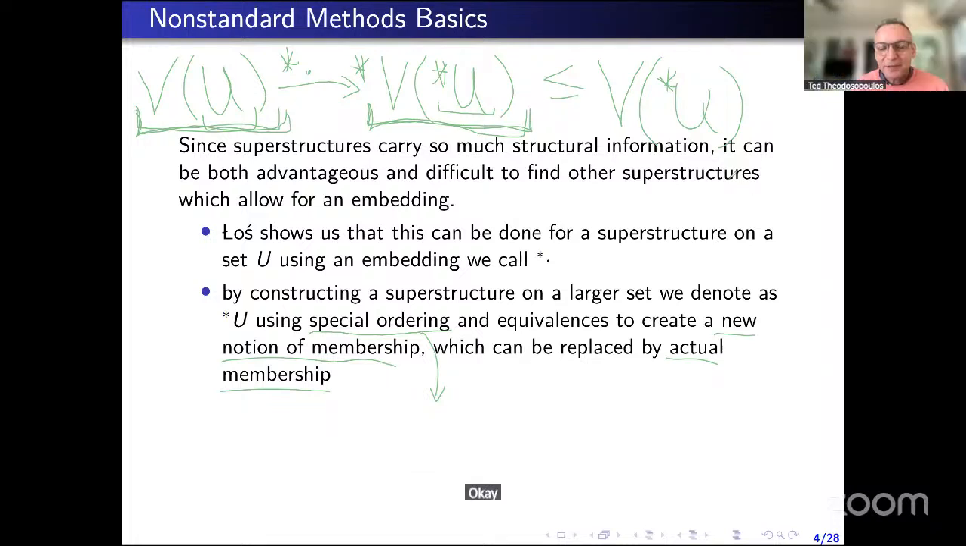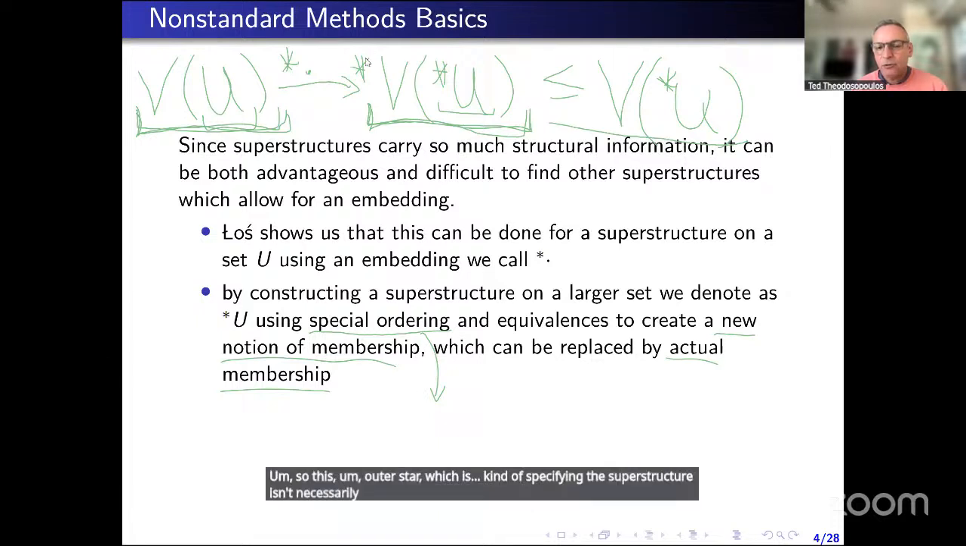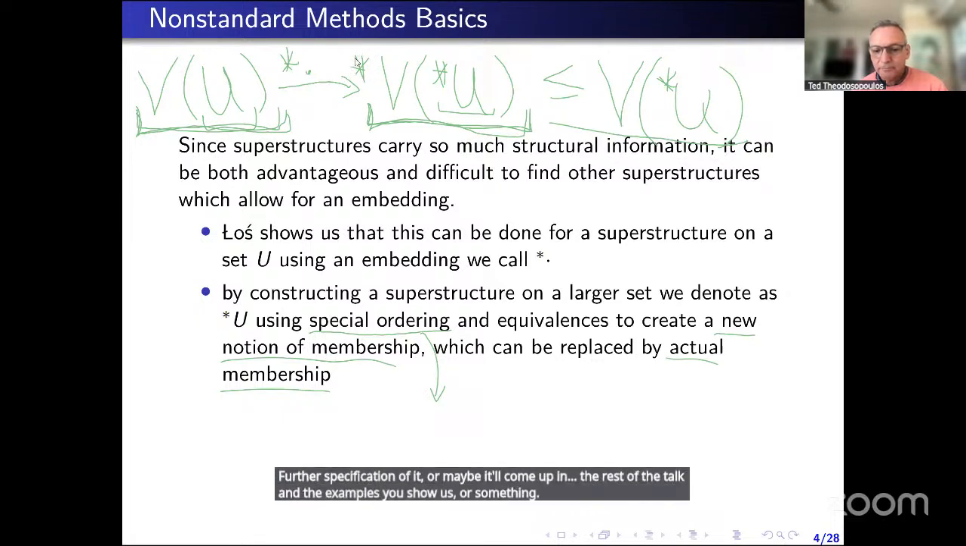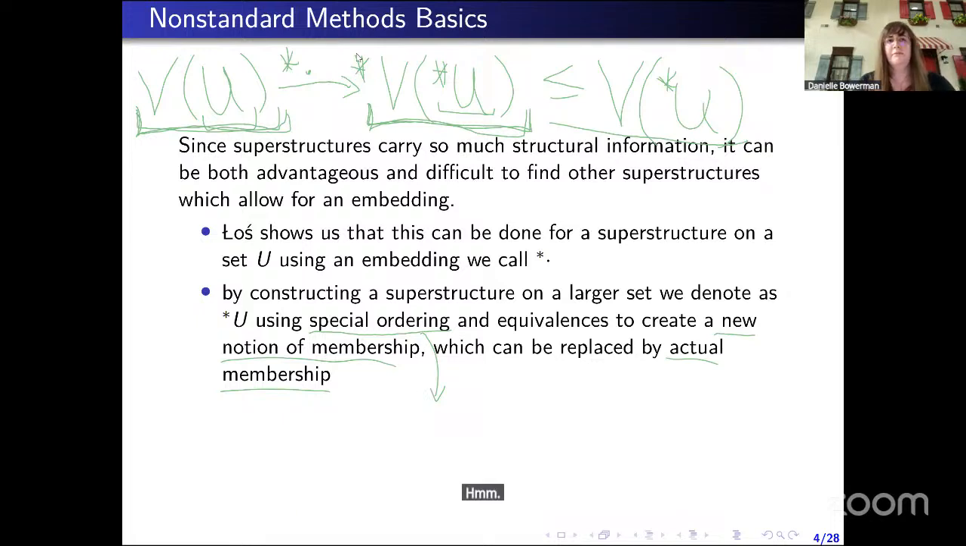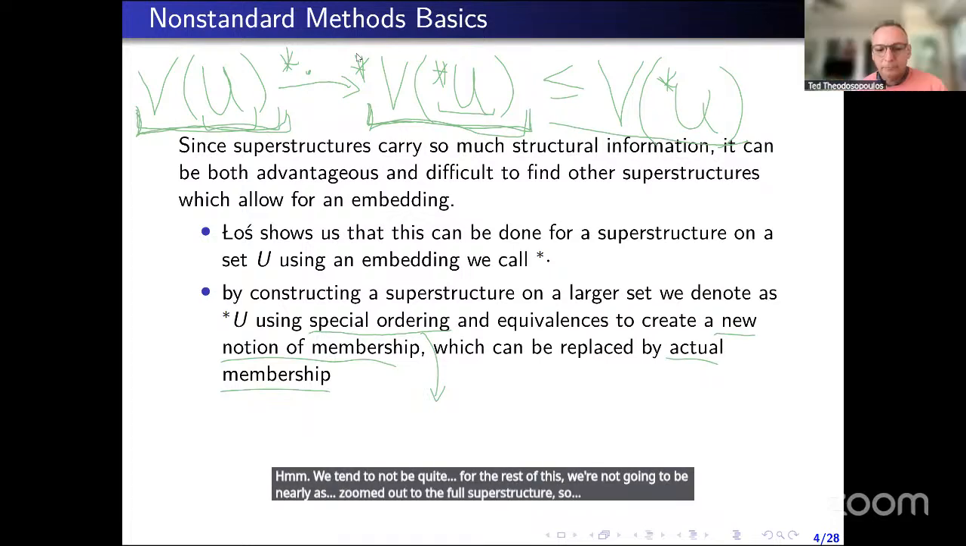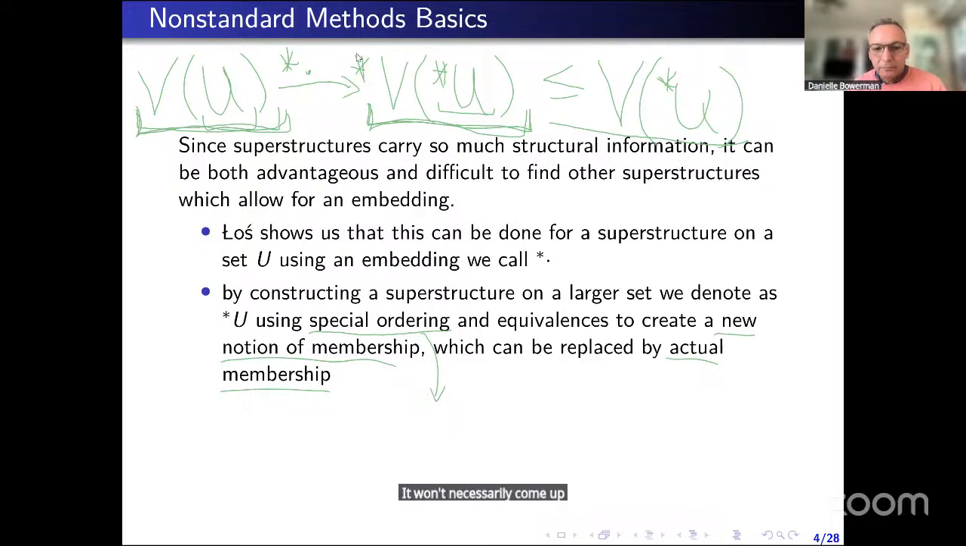Okay. Oh, good. So that's what I was interested in, that relationship. I'm glad, Irfan, you asked that question. So this outer star, which is kind of specifying the superstructure, isn't necessarily an extension, or is it some sort of further specification of it? Or maybe it'll come up in the rest of the talk in the examples you show us. We tend to not be, for the rest of this, nearly as zoomed out to the full superstructure, so it won't necessarily come up as much later, but yeah.